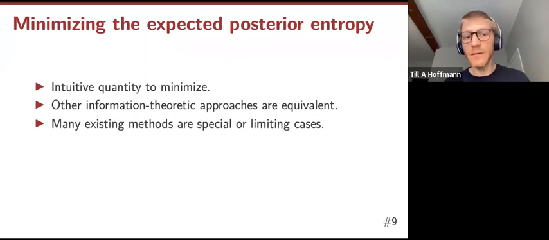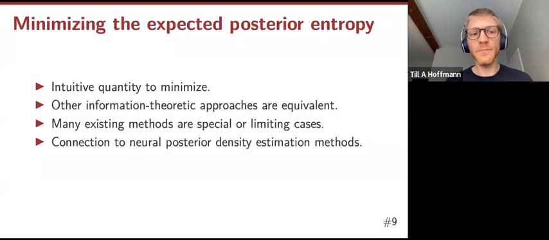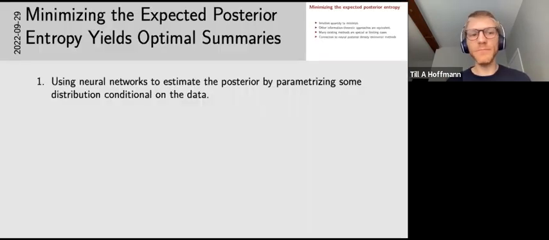Many other existing methods are special or limiting cases of minimizing the expected posterior entropy. So for example, maximizing the Fisher information, estimating the posterior mean, as well as classification problem approaches in the context of model selection are all special cases. We also have nice connections to neural posterior density estimation, this being an approach where we directly try to learn a parametric estimate of the posterior distribution.